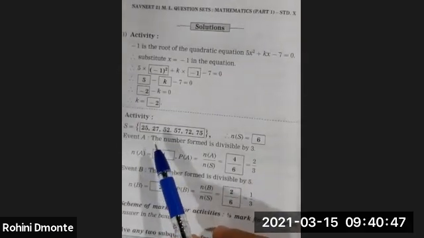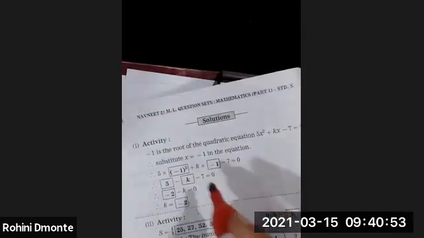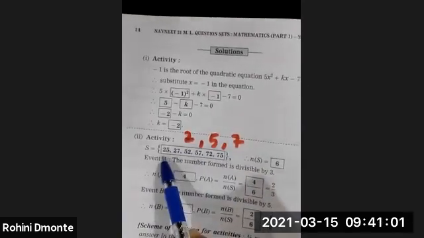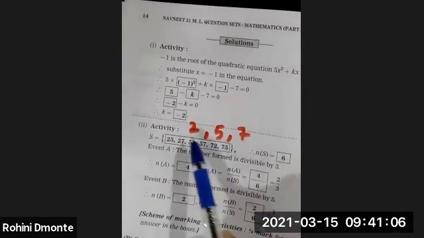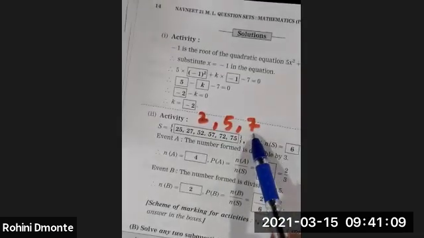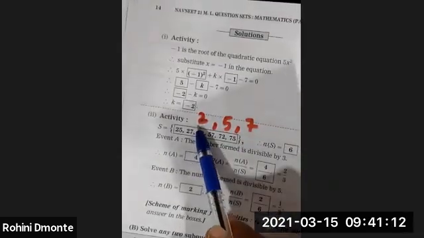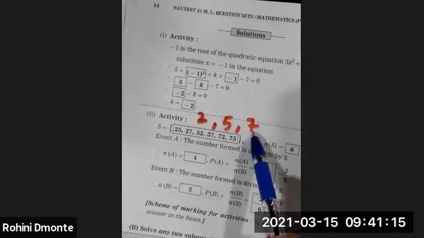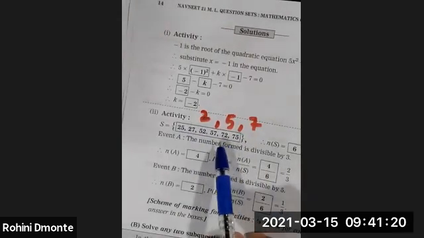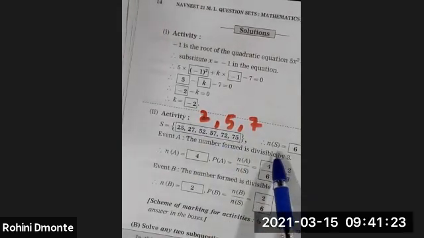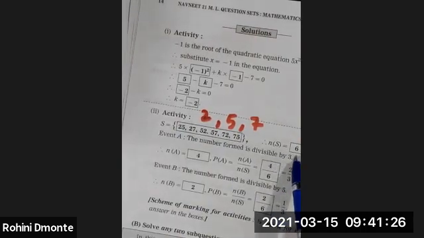See, when you are taking 2, 5, 7, you will get these combinations. 25, then 27. Then take 5, that is 52, then 57. Then take number 7. 7 will combine with 2, so the number will be 72. Then 7 will come with the number 5, so it becomes 75. So how many outcomes will there be in total? 6. So you will write the sample points as n(S) = 6.